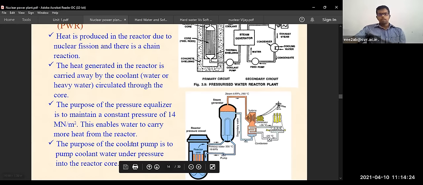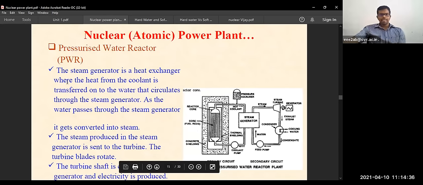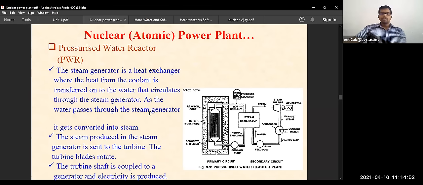The purpose of the coolant pump. What is the purpose of the coolant pump? The coolant pump is to pump the coolant water under pressure into the reactor core. So next is the steam generators. The steam generator is the heat exchanger, where the heat from the coolant is transferred onto the water that circulates through the steam generator. As the water passes through the steam generator, it gets converted to steam.